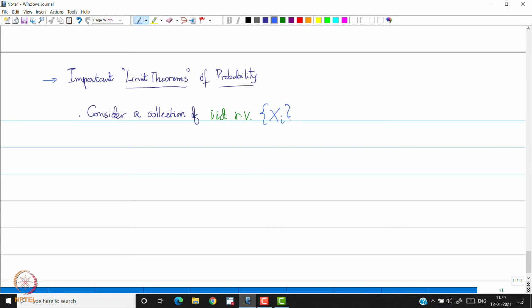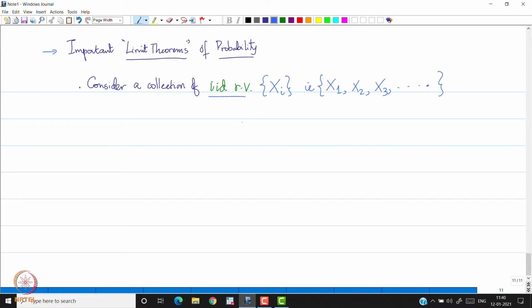You consider this collection, i.e. let me just say x1, x2, x3. There you can have an infinitely large collection in this particular section. We are not going to put an upper bound on the number of random variables we have. We can be, as I said, an infinite collection of IIDs. But the main point is they all have to be independent and identically distributed.